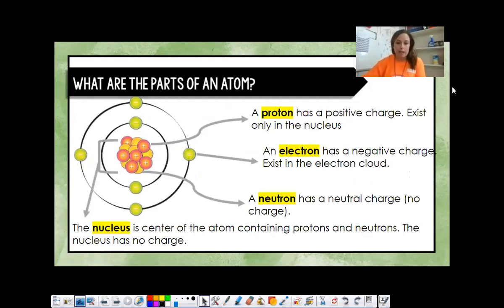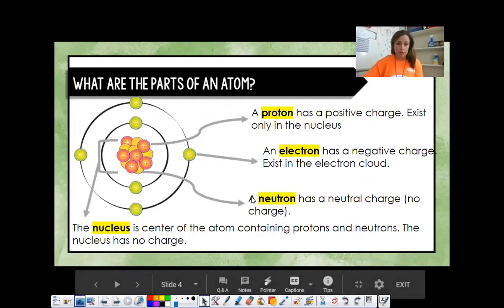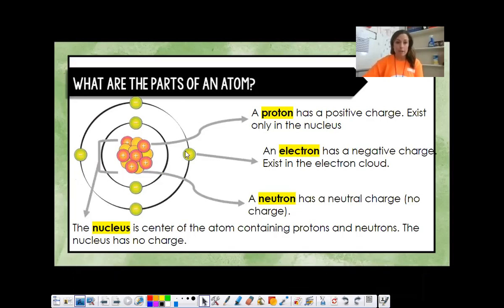Here we have a diagram that's going to show us what it looks like on a model of an atom. So here in the center is where you're going to find your protons that are positive and your neutrons that have no charge. Outside on these energy rings or electron cloud is where you're going to find your electrons. The nucleus is everything that makes up the center, which is your positive protons and your neutral neutrons. The nucleus itself does not have a charge.